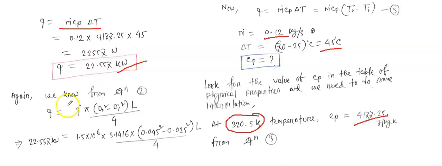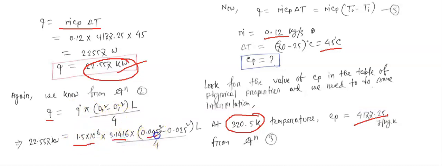And now again we will calculate from equation 2. If you can remember, it is Q = π(d₀² − dᵢ²)L. So this is actually the rate of heat transfer. We got it from this formula from the mass flow rate. So let's substitute that. This is the heat generation rate. This is the constant φ.